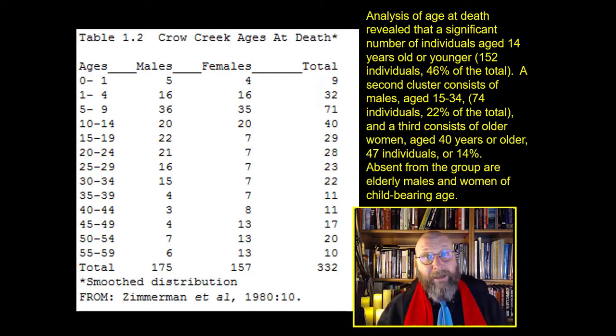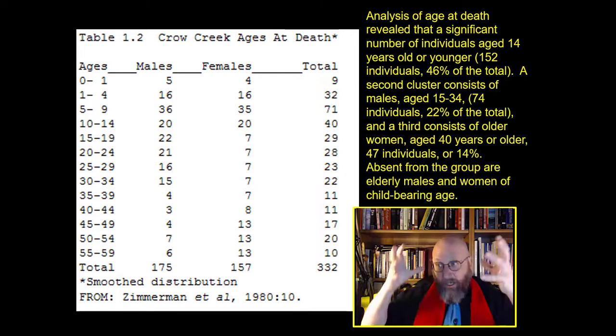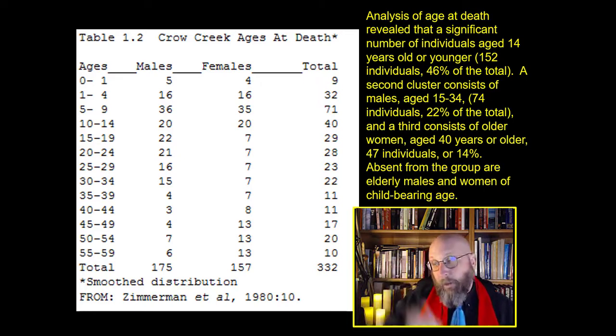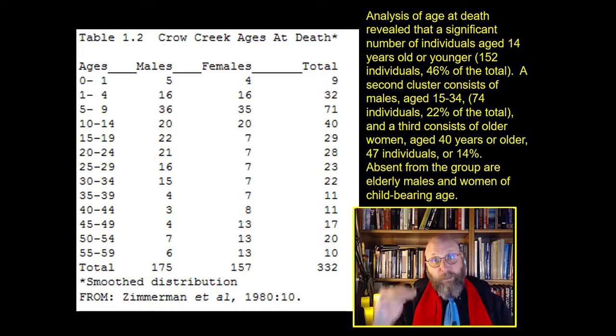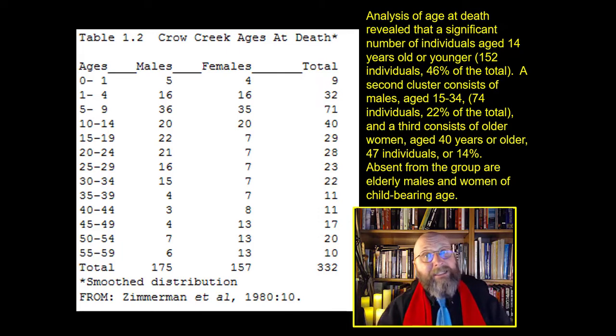A second cluster was found, which consisted of adult men. 74 individuals, or basically 22% of the total bodies recovered from that event, are adult men aged 15 to 34. And the third largest cluster of individuals from the bone bed were old women. Older women aged 40 years or higher. This was 47 individuals, roughly 14% of the population. There is absolutely no way this is an accurate representation of the inhabitants of this ancient town. There is no known human society. There's 46% children, 22% adult men, and 14% old women.